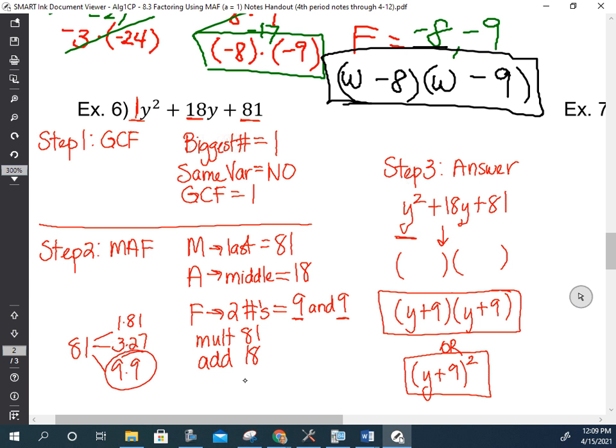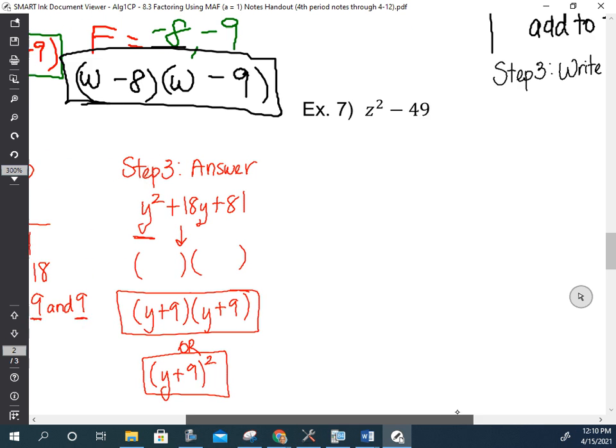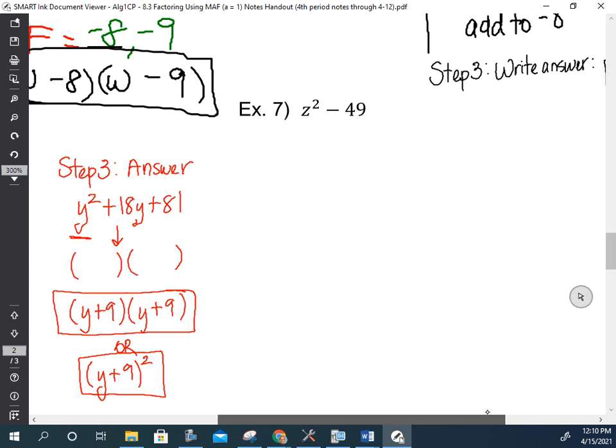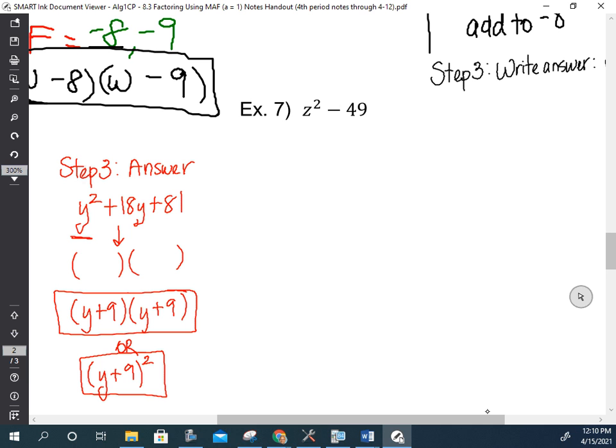So, any questions? Example 6. I'll leave that part over there.